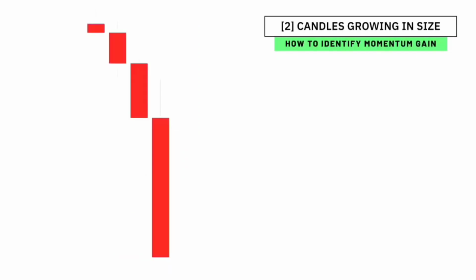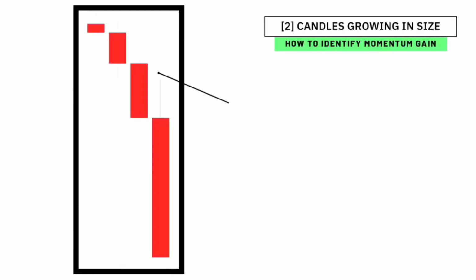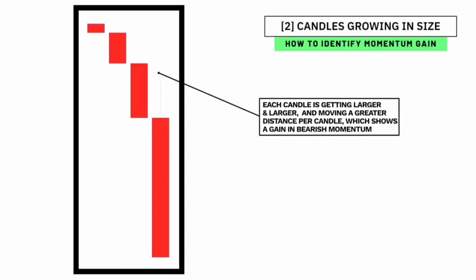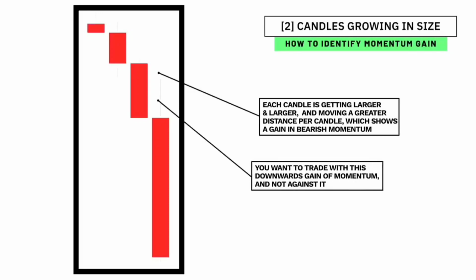And in a downtrend, notice again how each candle is getting larger and larger and moving a greater distance per candle, which shows gains in bearish momentum. You want to trade with these gains in bearish momentum, not against it.